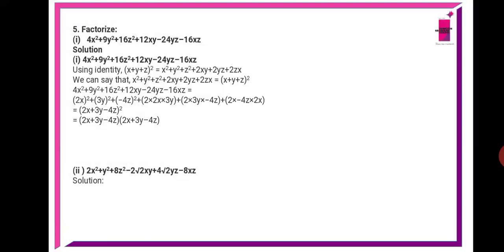So the given can be written as 2x whole square plus 3y whole square plus minus 4z whole square, because you can see wherever z content is there you can see the negative sign there. So that is the reason minus 4z whole square also gives plus 16z square. So plus 2 into 2x into 3y plus 2 into 3y into minus 4z plus 2 into minus 4z into 2x. You can observe that x represents 2x, y represents 3y, and z represents minus 4z. So you can write as 2x plus 3y minus 4z whole square.